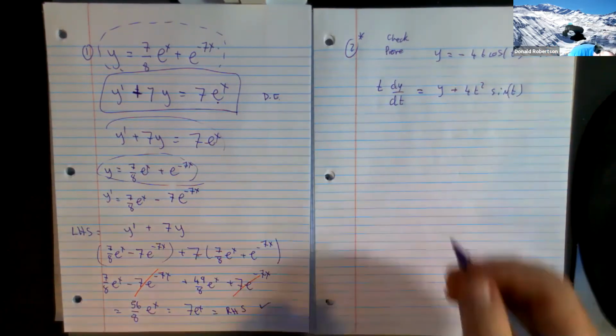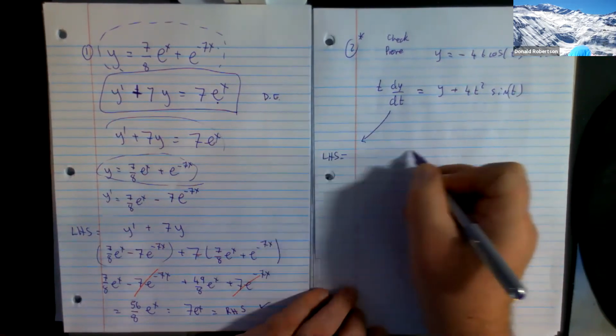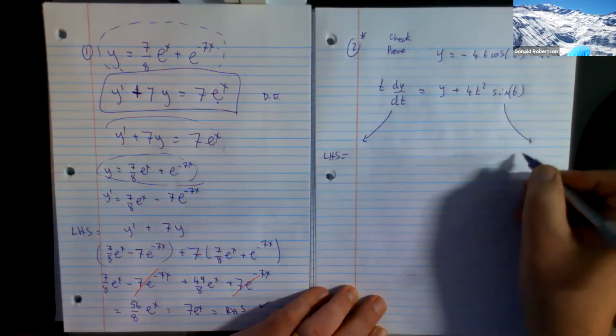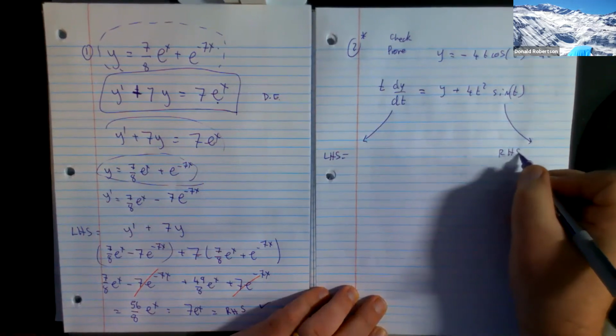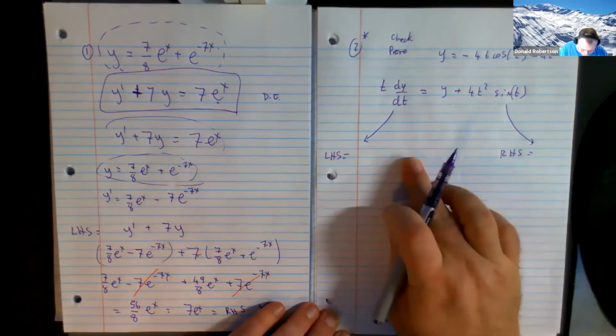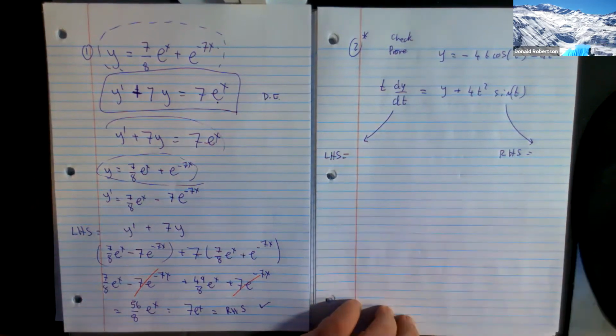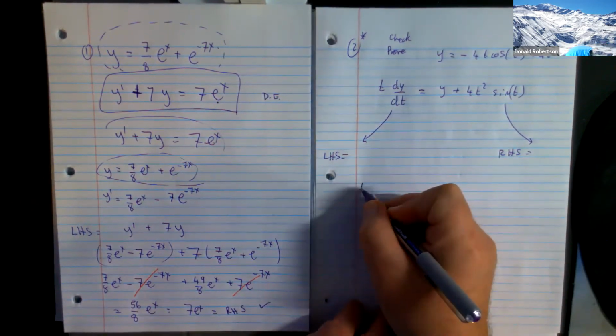So what I'm going to do is take my left-hand side and figure out what it is, and take my right-hand side and figure out what it is. And if this side equals that side, we're good to go. So let's start with the left-hand side.